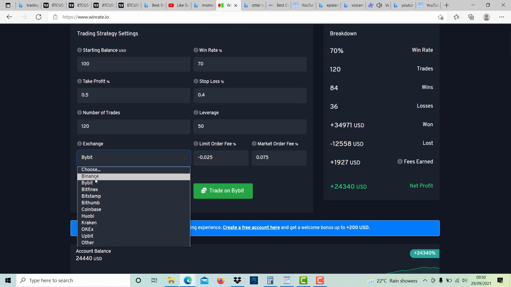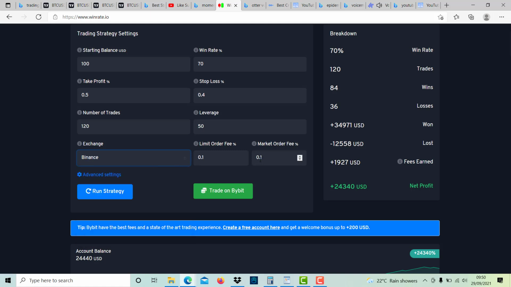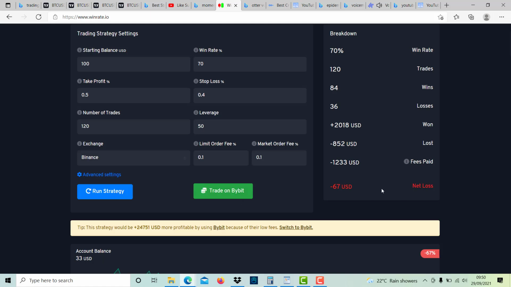So if your trading fees are high, it will eat too much of the profit and this strategy will no longer work. For example, if we use Binance here as an exchange, look at these fees, 0.1% for limit orders and 0.1% for market orders. 0.2% from the profit will be taken in fees. So that is obviously too much. So if we run this strategy with Binance, we would lose all the money after just a few trades.